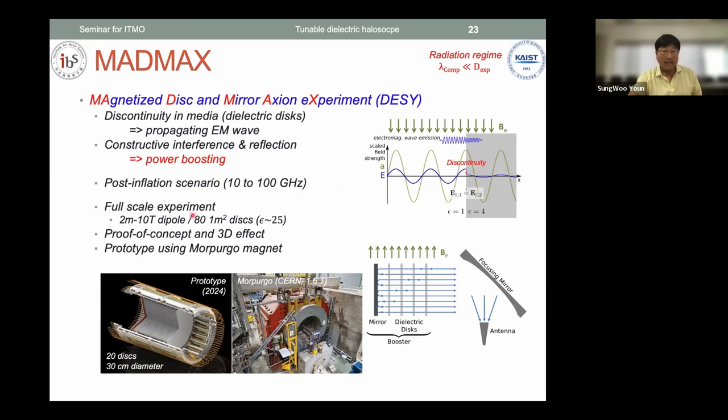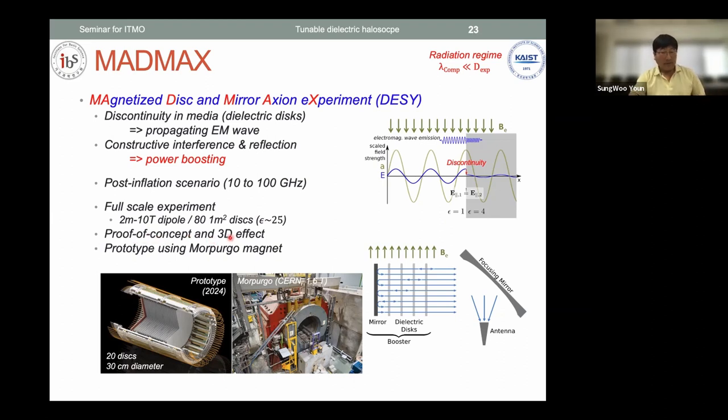Full-scale experiments plan to utilize a 2 meter diameter, 10 Tesla dipole, which costs a lot of money. It's not been approved yet, they are still in the proposal stage. They plan to use 81 square meter discs with a very high epsilon dielectric. In the meantime, they did some very nice proof of concept demonstrations.